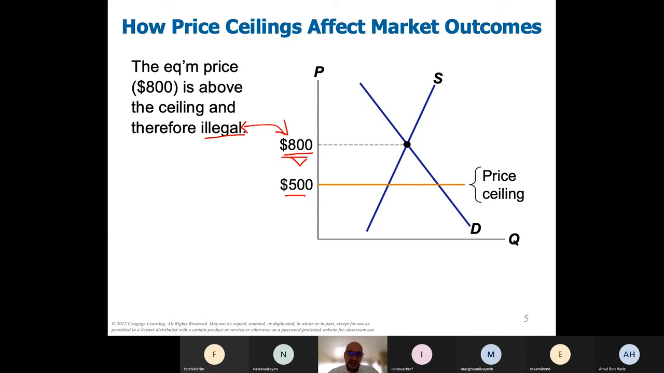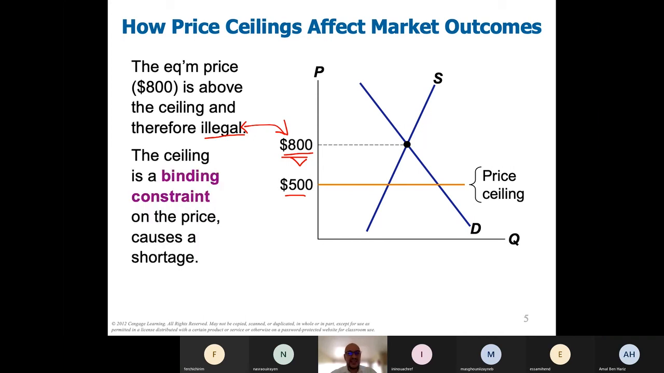So here nobody will apply a price of 800, because it is illegal. What happens? The ceiling here is a binding constraint. We say that the ceiling is binding on the equilibrium price. It is a binding constraint on the price. Okay, 800 is illegal. So what happens? Sellers who are willing to sell at 800 will not be able to sell at 800, because they would be considered illegal. So they will not rent their apartments.